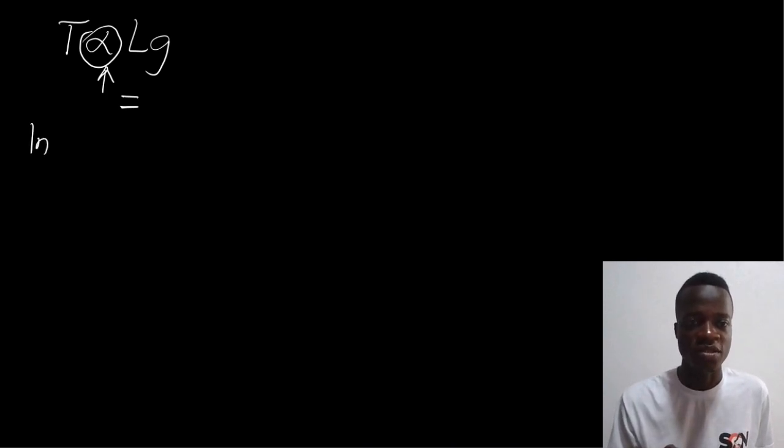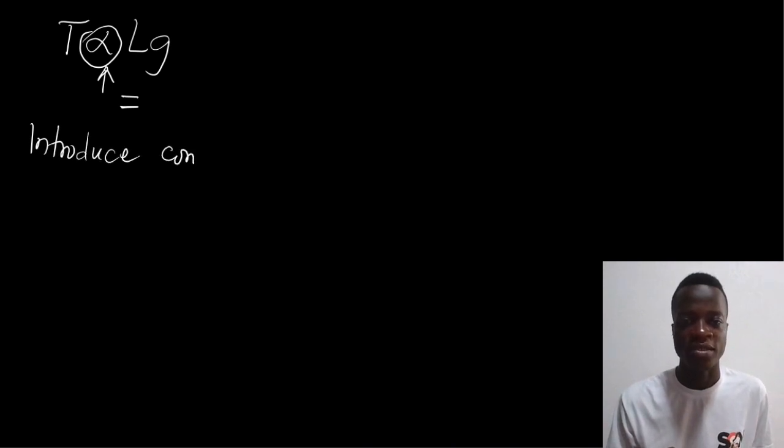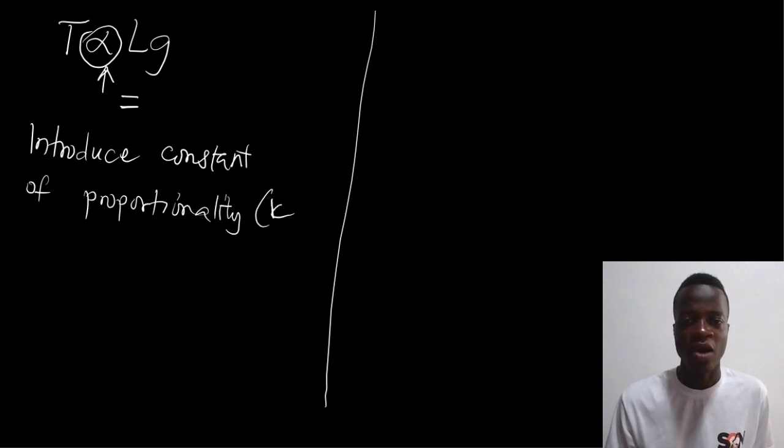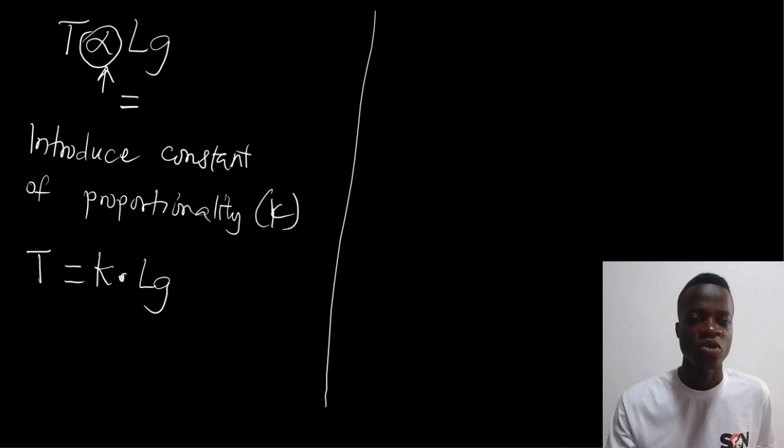So you have to introduce the constant of proportionality. Let's call it k. That constant is going to be k. Now, if I'm introducing that, see how we do it: T is equal to k multiplying Lg, right? But we are not done.